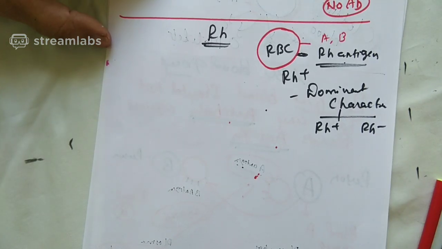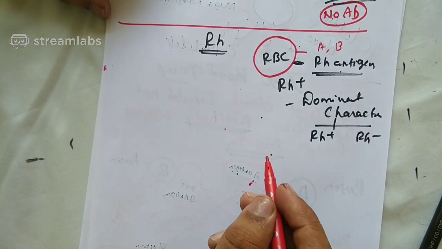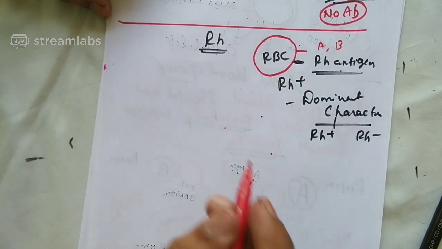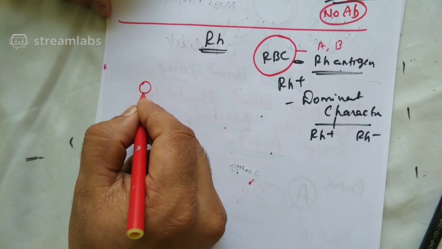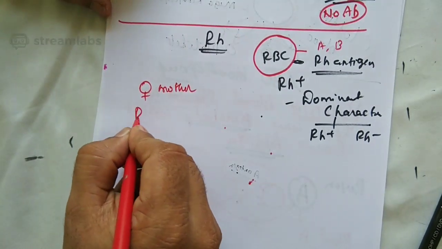Okay. Let us go to one condition here regarding Rh blood grouping, that is called erythroblastosis fetalis. The mother is Rh negative.